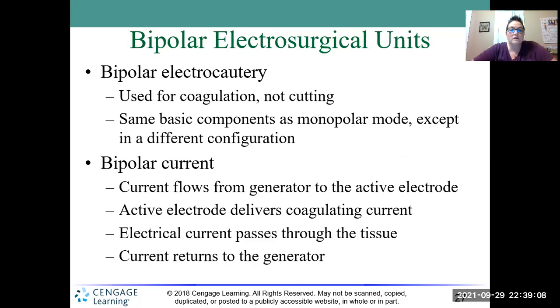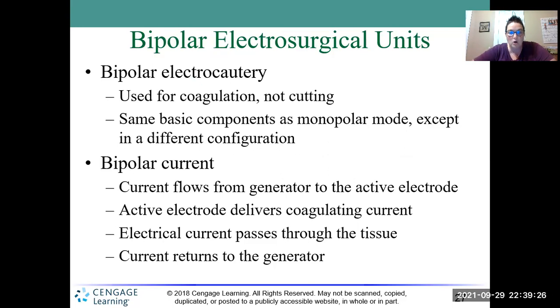So here we've got the electrocautery. Again, like we talked about, it's used for coagulation, not cutting. This one is just a cautery. It's basically called a cautery gun or knife or pin. Same concept as the monopolar, it's just a little bit different configuration.